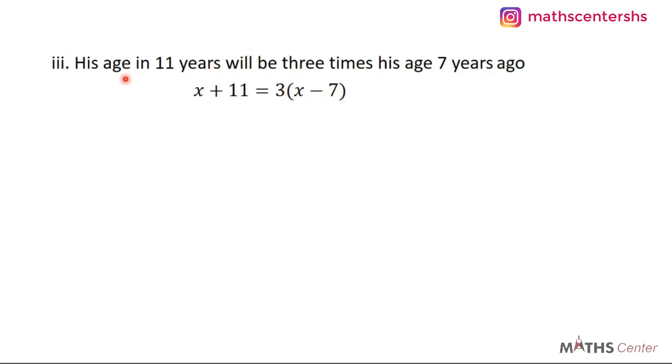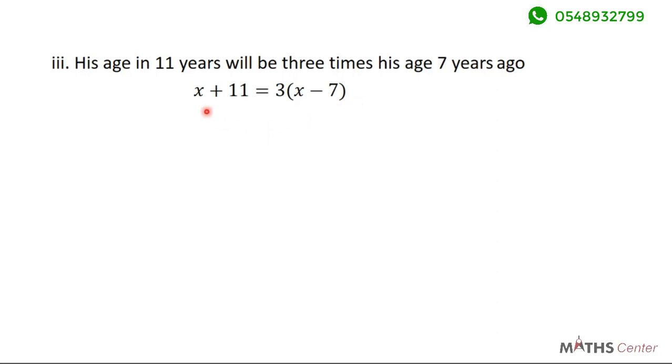His age in 11 years time, which is x plus 11, is equal to 3 times his age 7 years ago. His age 7 years ago is x minus 7. So it's going to be 3 times x minus 7. Now once again, because x minus 7 is a binomial, I'll put x minus 7 in a bracket.